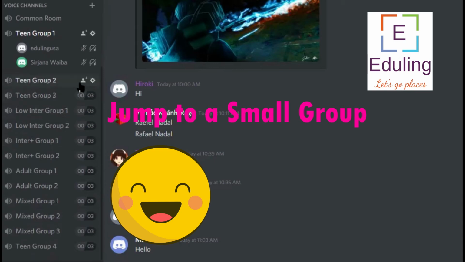You see number 3 here. It means that the maximum number of people in the group is 3. So if you see 1 person there, it means that 2 more can join. If you see 2, it means 1 more person can join. And if you see 3, it means that the group is already full. So you're gonna have to go to another group. So that's it. It's actually pretty simple.